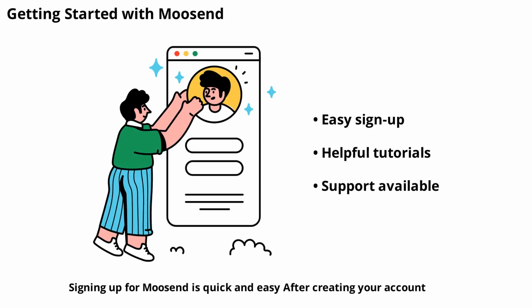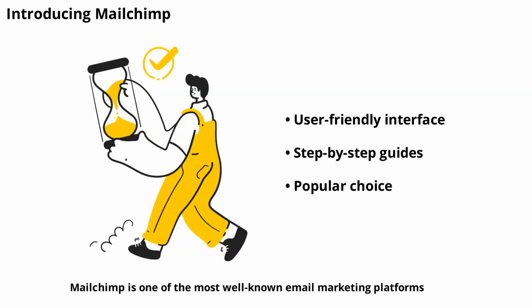Signing up for Moosend is quick and easy. After creating your account, you're guided through the process of setting up your first list and building your initial automation. The platform's tutorials and help center are packed with useful information, so you'll never feel stuck. Moosend's support team is also available to answer any questions, making it a great choice for beginners and experienced marketers alike.